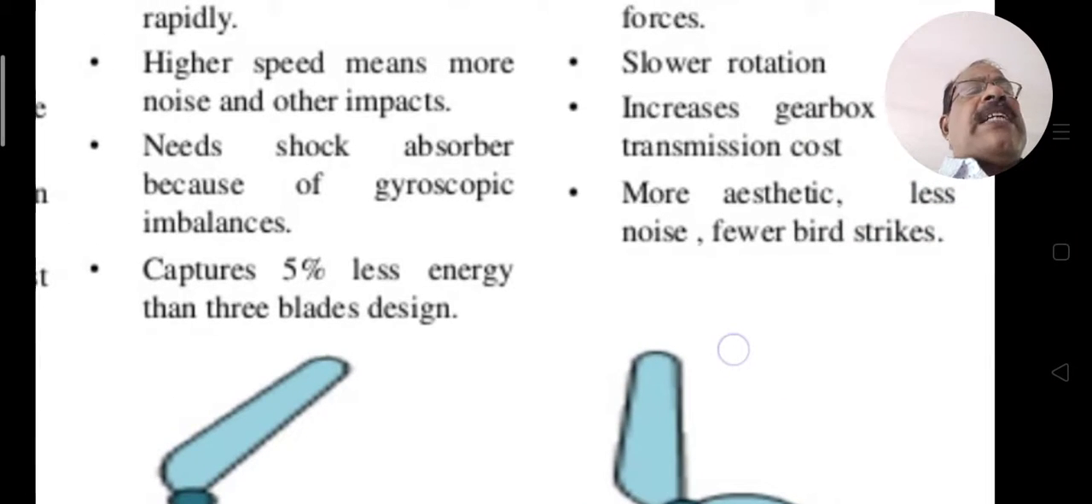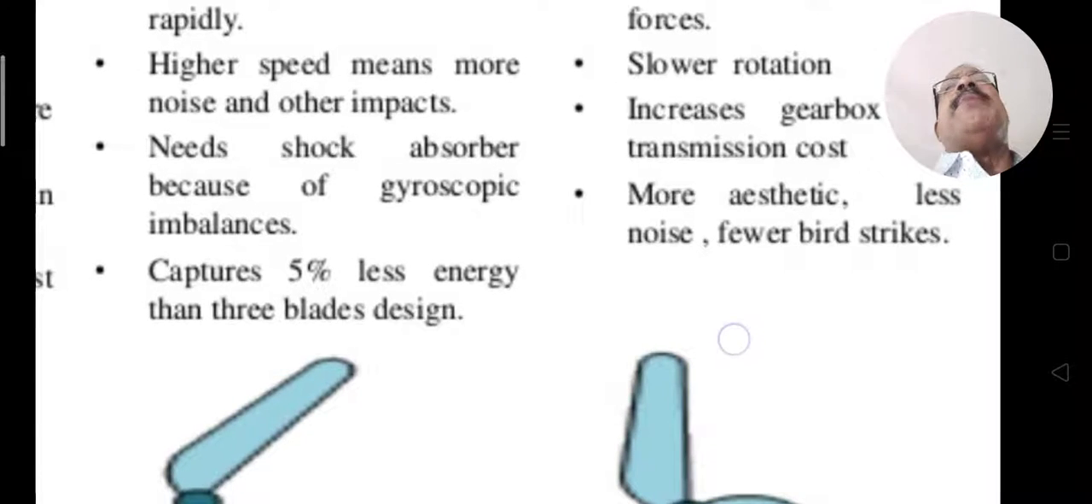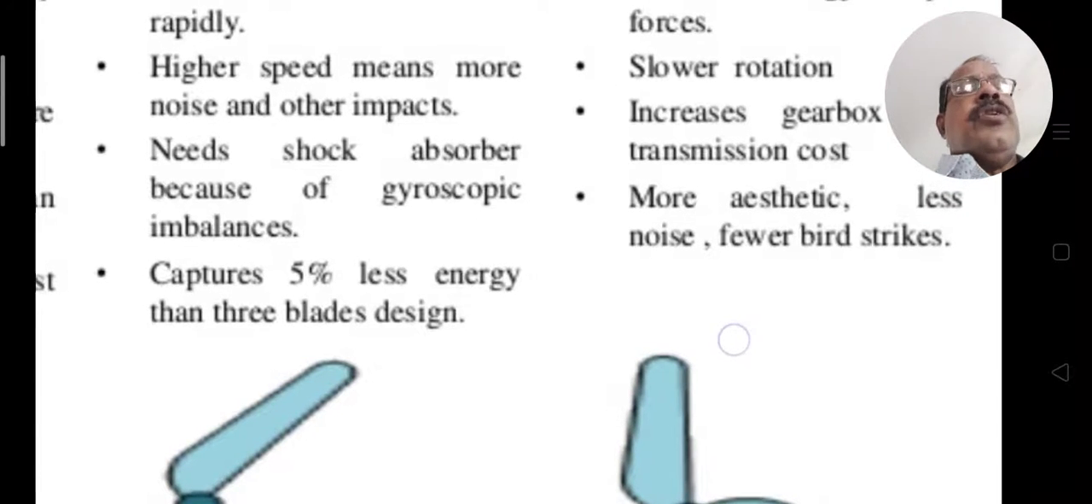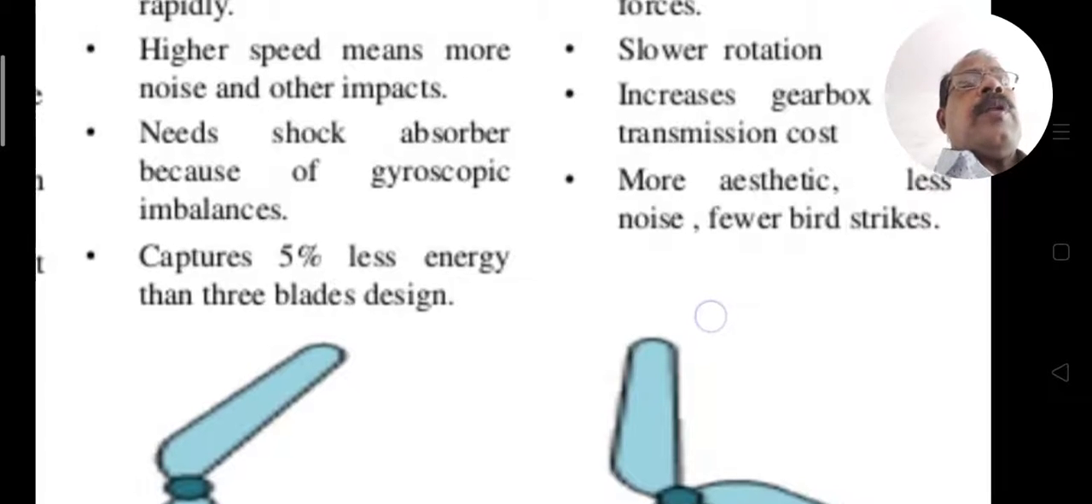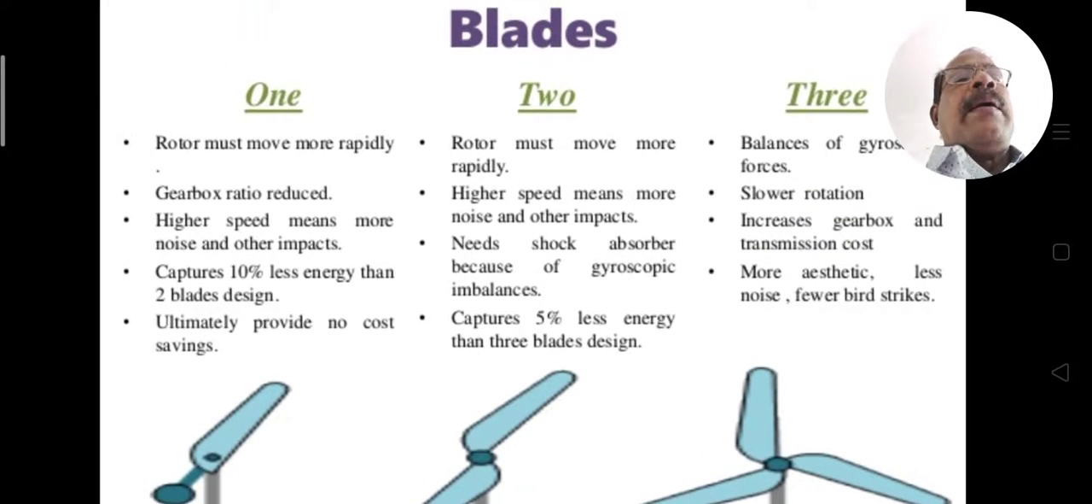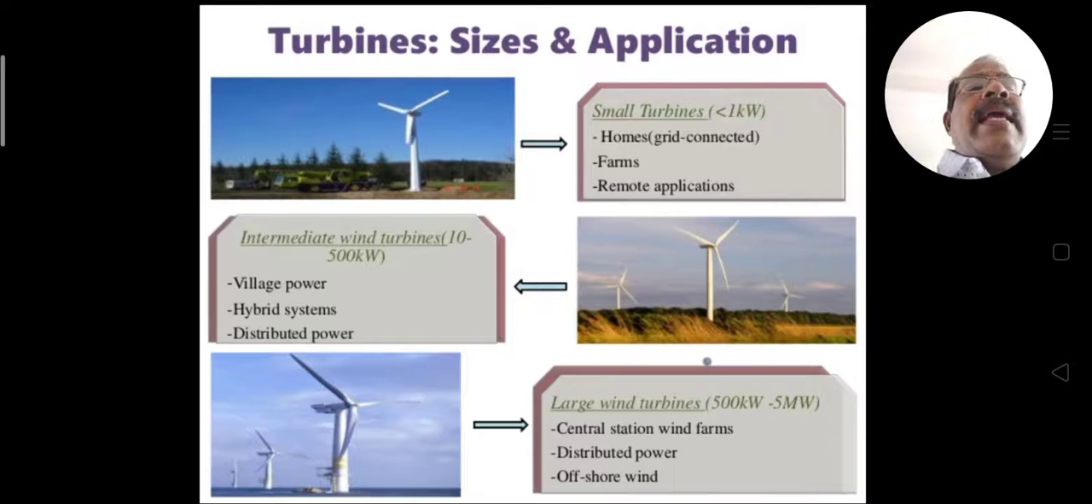So due to these bird strikes the blades are sometimes damaged. So this is the design of the 1-blade, 2-blade and the comparison of these three. And here are some diagrams of the 3-blade windmills.